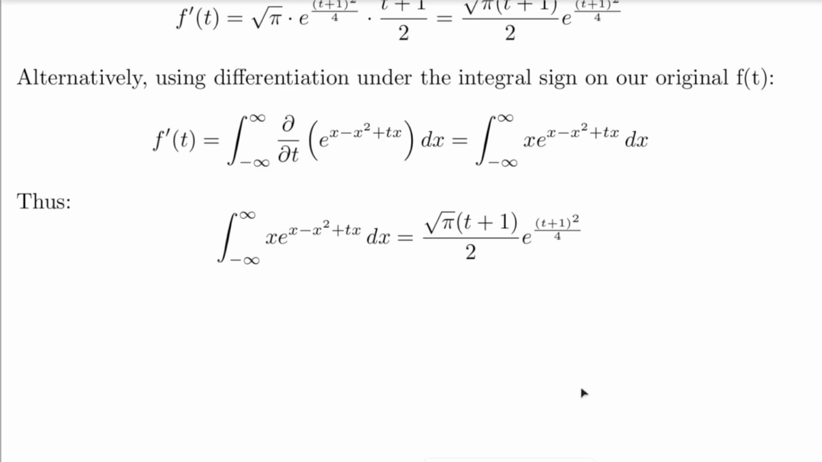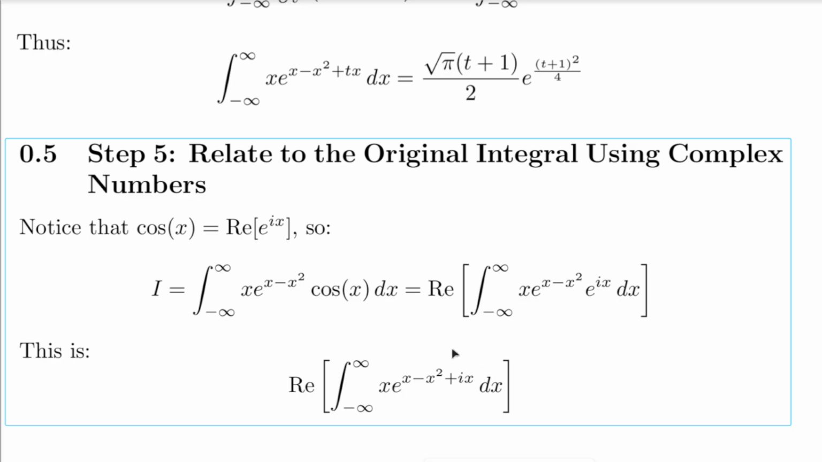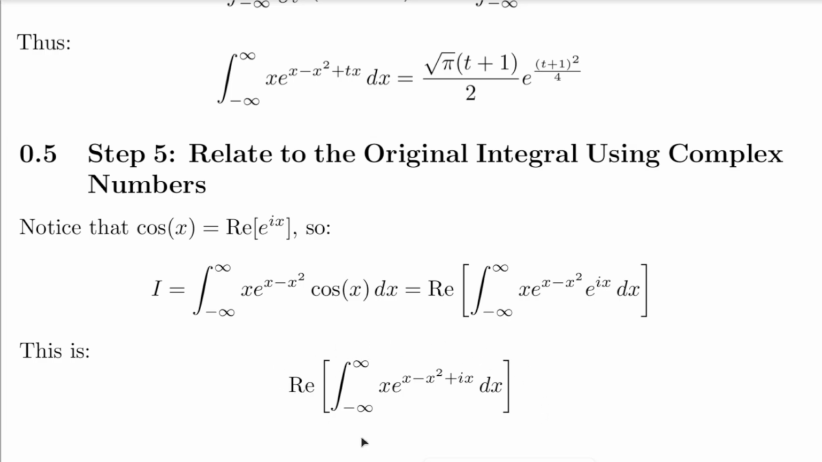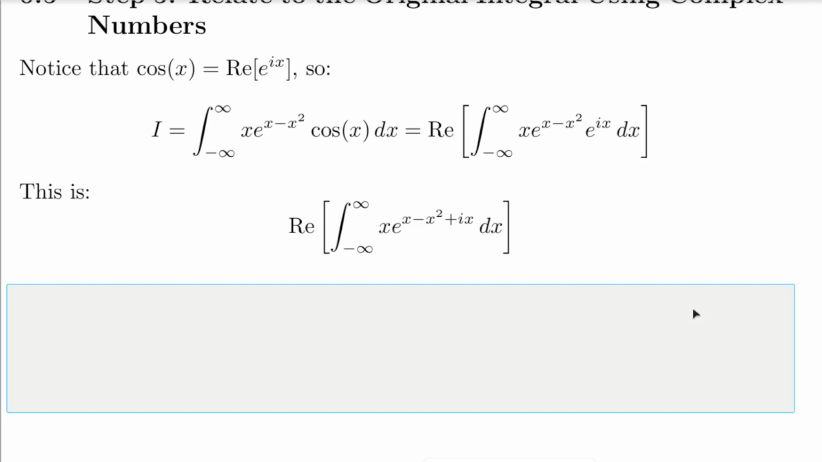All right. Well, how does that help us? Now's the time to introduce complex numbers. Notice that cosine x is just the real part of e to the ix. So we can rewrite our original integral as simply the real part of the integral of this part right here, times e to the ix, which can be rewritten like this. All right, and this is exactly our original f of t evaluated at t is equal to i.